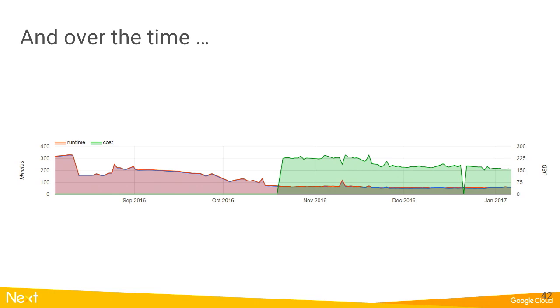OK, now let's look at the performance of this application over the last 6 months. Again, it's an important application to the sister team, and we are with them monitoring what's happening. So the red line shows the runtime over a 6 months period.